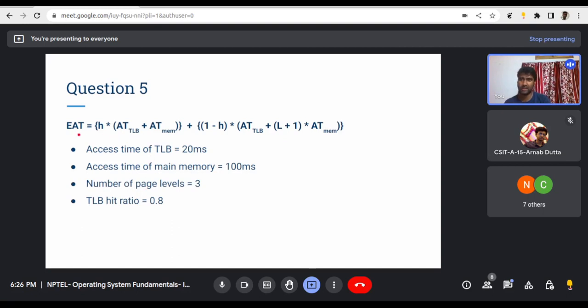So the effective access time for a multi-level paging scheme, where the number of levels is signified as L, which is 3 in this case. So how does that change from the original formula? This part stays constant. That is, if it is a TLB hit, it is actually the same. And if it is a TLB miss, then there are multiple levels of pages.